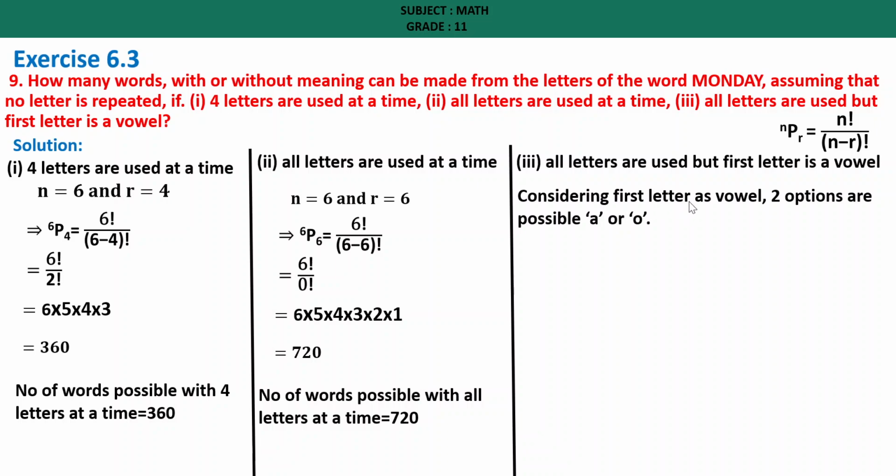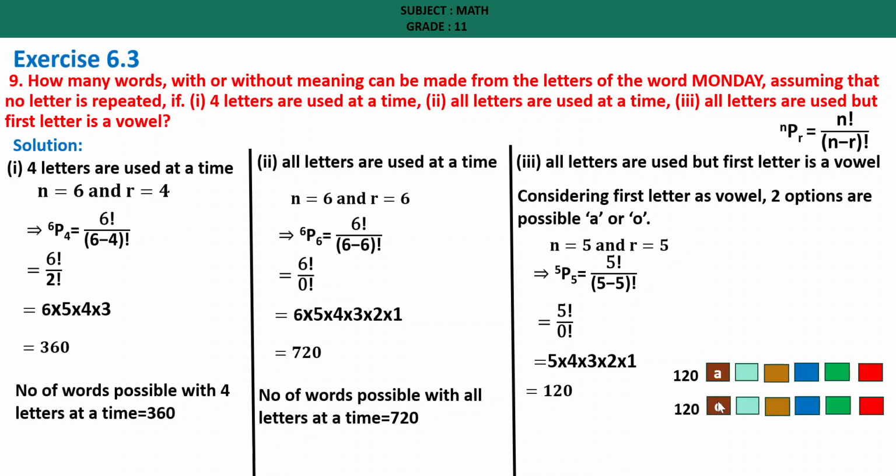Third one, vowels. So considering the first letter as a vowel, two options are possible. That is A or O. So n is equal to 5, r is equal to 5 with the remaining letters we have to use. Therefore 5P5 is equal to 5 factorial divided by (5 minus 5) factorial. That is 5 factorial, 5, 4, 3, 2, 1. That is equal to 120. That is only for the 5 letters we use. But the first letter is a vowel, no? If the first letter is A, we have 120 options. If the first letter is O, then it will be 120 options. So total will be 240. Therefore, the number of words possible with all letters, but the first letter a vowel, is equal to 240.